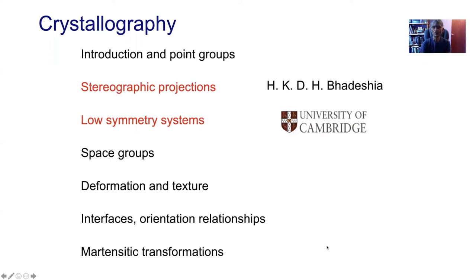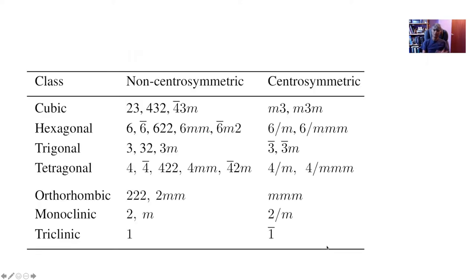I'm going to deal today with some further applications of stereographic projections and also some detail associated with low symmetry systems such as the hexagonal or orthorhombic, etc. These are the seven crystal classes and the 32 point groups associated with those crystal classes, divided into non-centrosymmetric and centrosymmetric point groups. I'm going to talk a little bit about the point group 3m in the trigonal crystal class.